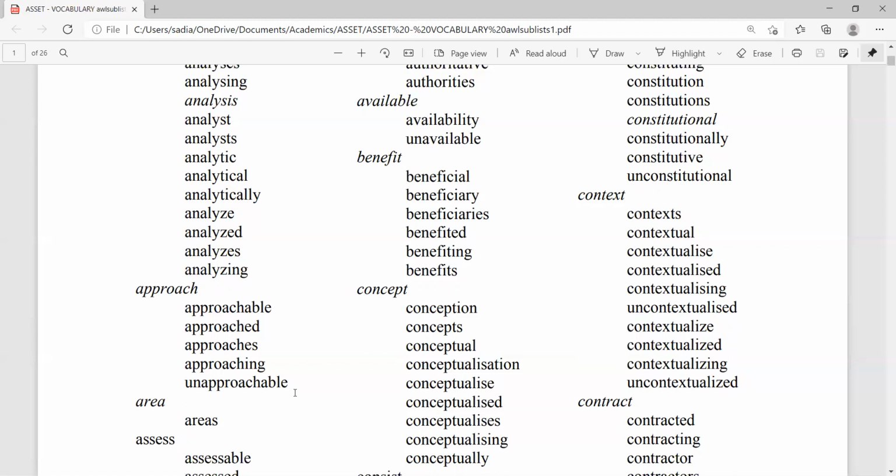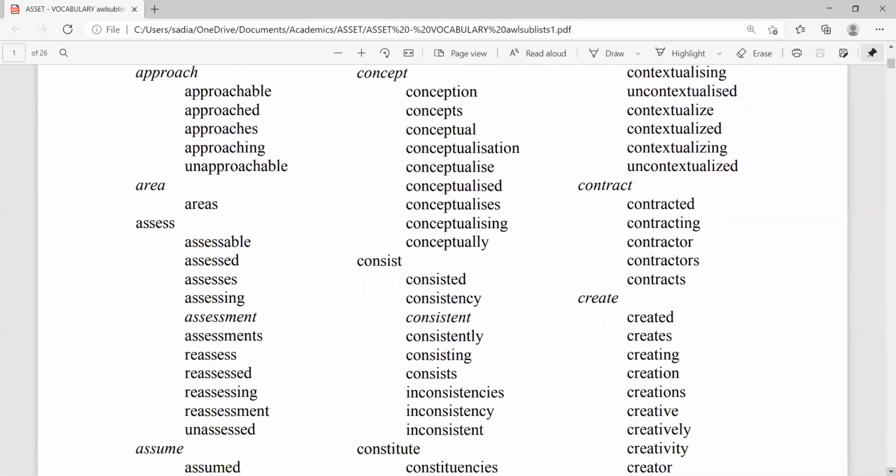Unapproachable, what kind of word is it as per the parts of speech? Is it an adjective, an unapproachable person? Find out and see how it is to be used in a sentence. Analyze further. Area, areas, only one change is there. And then we have more words.